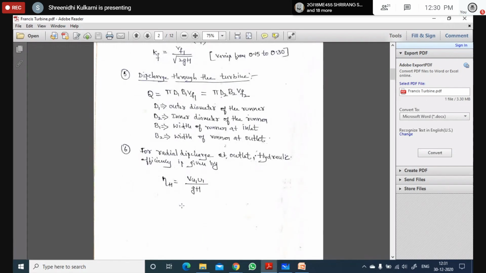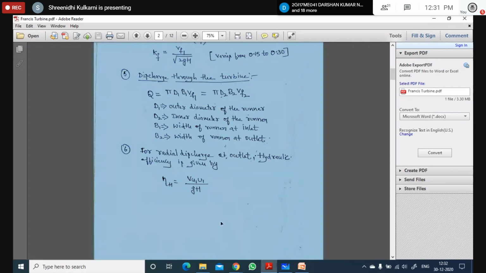Next, for radial discharge at outlet, hydraulic efficiency is given by VU1 U1 by gH. So please remember this formula. Once you know this list of formulas, then you can easily calculate any problem in Francis turbine.